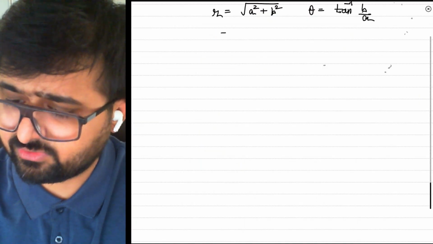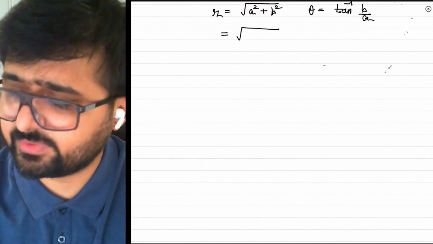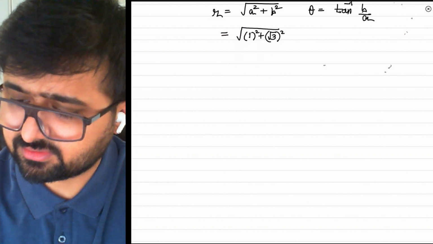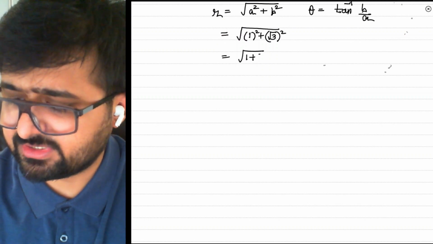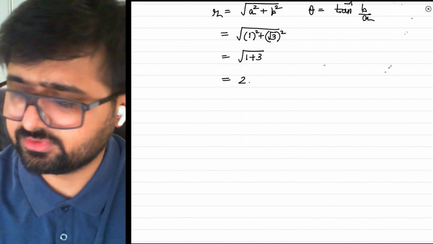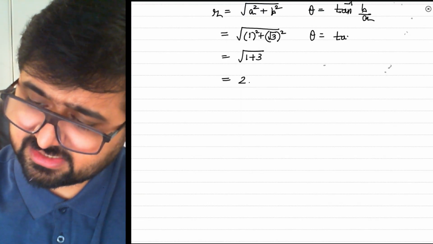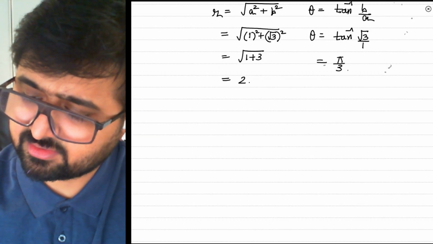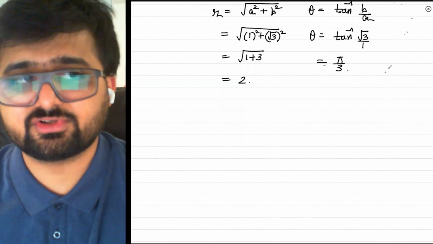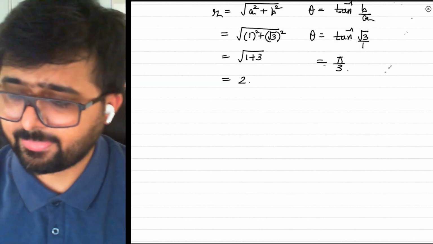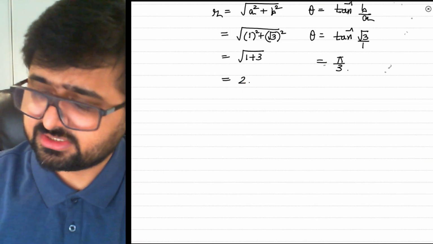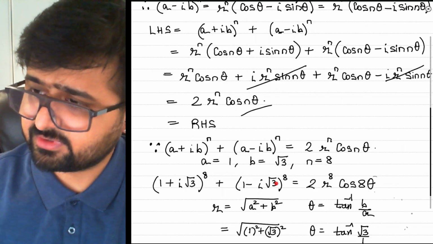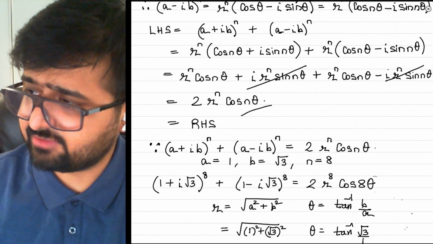So r is the square root of 1 squared plus root 3 squared, which is square root of 1 plus 3, which is square root of 4, which is 2. And theta is tan inverse root 3 over 1, which is pi by 3. If you are not sure about how to do this, you can also use your calculator, but make sure it's in radians form. So we now know r, we now know theta. Just plug those values in the equation that you have.